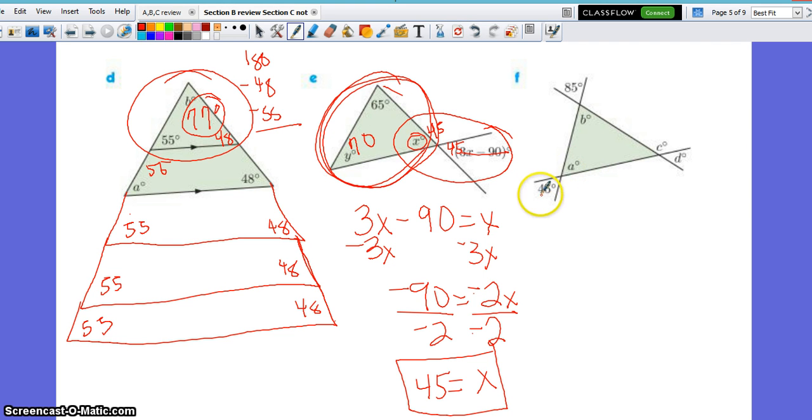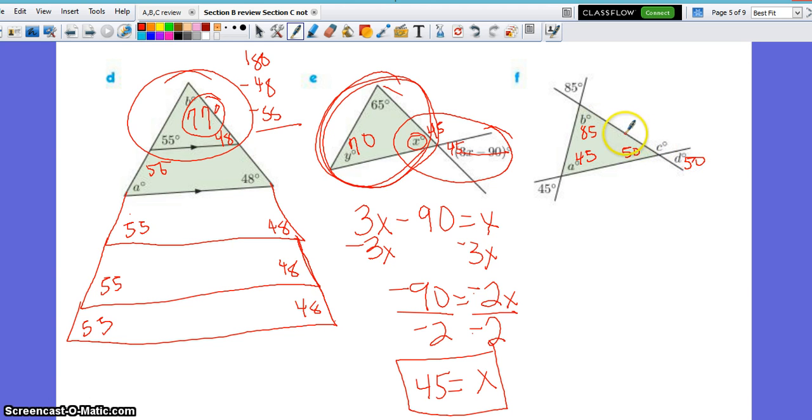Okay, now let's look at this one. Vertical angles are congruent. So this is 45, 85. You can find this one because you remember all triangles equal 180. So you add up 85 and 45 and subtract that from 180, and this is 50. If this is 50, then D also has to be 50.